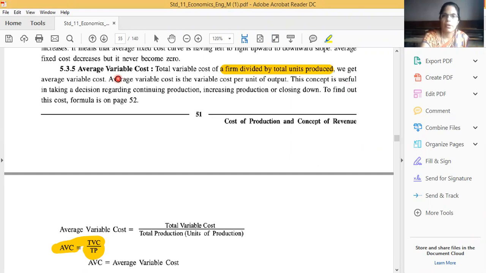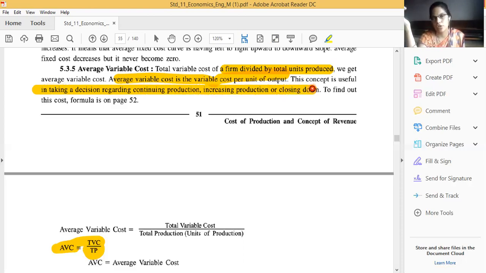Average variable cost is the variable cost per unit of output. This concept is useful in taking decisions regarding continuing the production. Why do we measure the average variable cost? It is very important for deciding whether, as a producer, we continue the production, increase the production, or close the production. If average variable cost is increasing, then we stop the production. If average variable cost is decreasing, then we will continue the production and increase it.